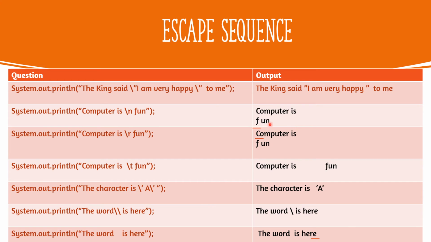So in the output there is no difference, and we cannot show the cursor. Here we can see \n means whatever part is given comes in the next line, and \r also gives the same output. The difference is only where the cursor comes. With \n the cursor will come in the beginning of the next line, and with \r it will come in the beginning of the same line.